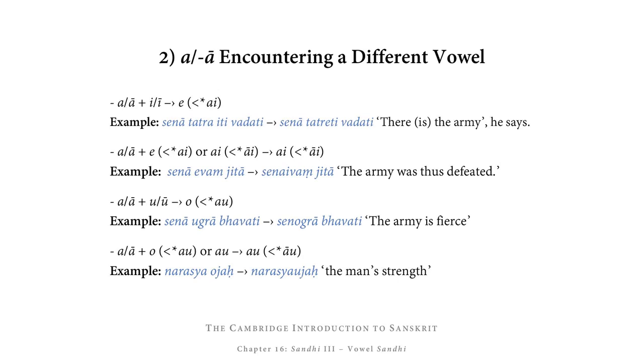Then a or ā plus u or ū gives us au, which appears as o. And so we have senā ugrā bhavati, the army is fierce, changing into a plus u giving us o, and then the two words merging: seno grā bhavati. Finally, a or ā plus o or au gives us au, and au appears as au. So we get, for example, narasya ojaḥ, the man's strength, changing into narasyaujaḥ, with the a and o merging into au, and the two words therefore being written together: narasyaujaḥ.